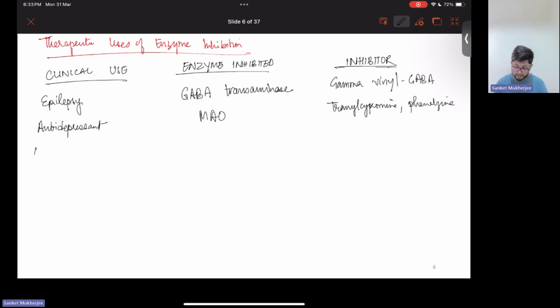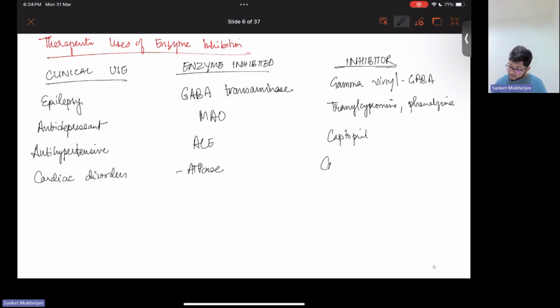Similarly, for antihypertensive, we use ACE as the enzyme. So captopril is the inhibitor. Similarly, for cardiac disorders, we have ATPase, which is inhibited by cardiac glycosides.